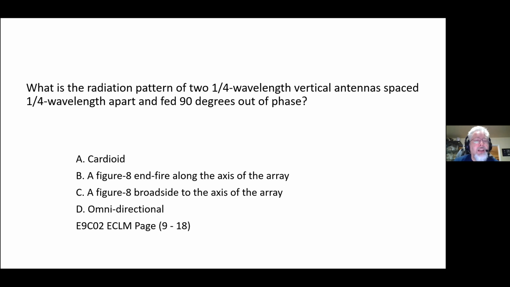What is the radiation pattern of two 1/4 wavelength vertical antennas spaced 1/4 wavelength apart and fed 90 degrees out of phase? A, cardioid, B, a figure 8 end fire along the axis of the array, C, a figure 8 broadside to the axis of the array, or D, omnidirectional.